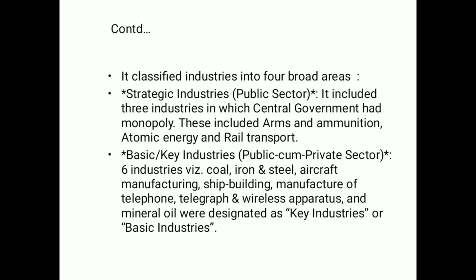It classified industries into four broad areas. Strategic industries, that is related to the public sector. It includes three industries in which the central government had a monopoly. These included arms and ammunition, atomic energy and rail transport. So this is the first category of industries.